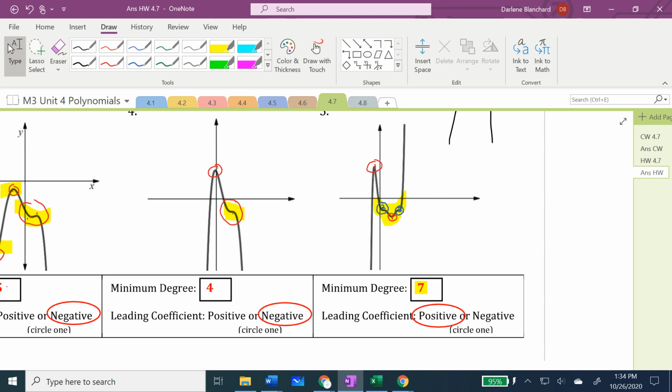Now, what you also want to realize is because the ends are going in opposite directions, you know it is an odd degree polynomial. And with how much it wiggles and turns, it is either a degree 7 or a degree 9 or 11 or 13, and I could keep going. It is an odd degree polynomial of at least degree 7.